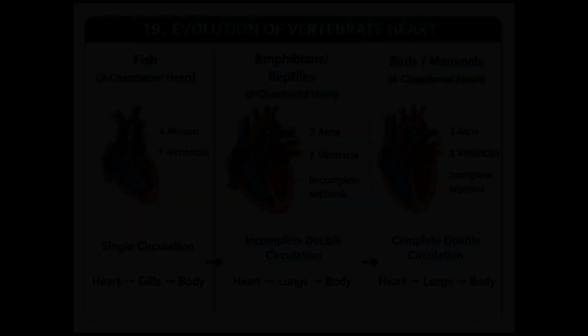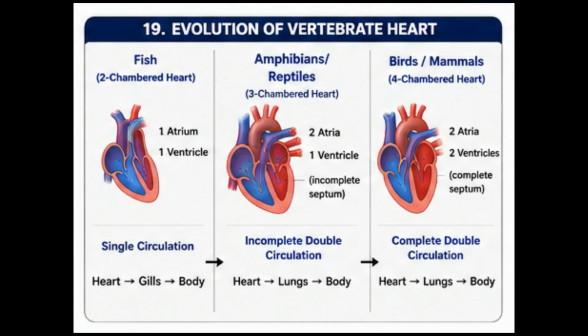13. Evolution of heart in vertebrates. Fishes: 2-chambered heart, 1 atrium and 1 ventricle, single circulation. Amphibians and reptiles: 3-chambered heart, 2 atria and 1 ventricle, incomplete double circulation. Crocodiles, birds, and mammals: 4-chambered heart, 2 atria and 2 ventricles, complete double circulation. Real-life example. As animals became more active and complex, their heart became more efficient.